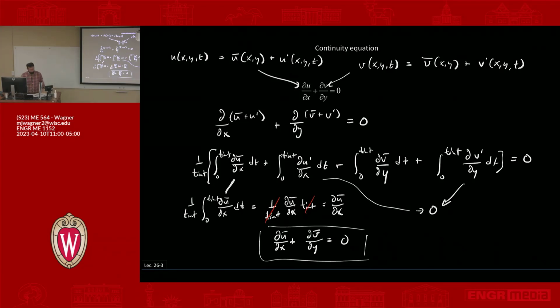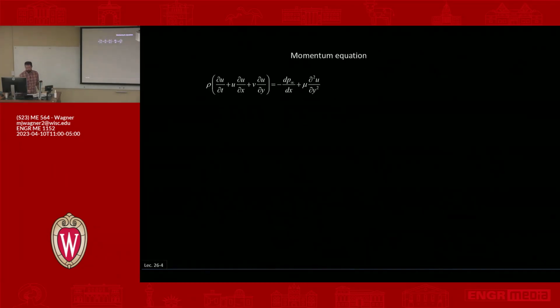So moving on then, let's look at the momentum equation. We'll do the same thing for momentum. This is the momentum equation we derived when we went through the control volume analysis, way back, right? So we got to this equation.